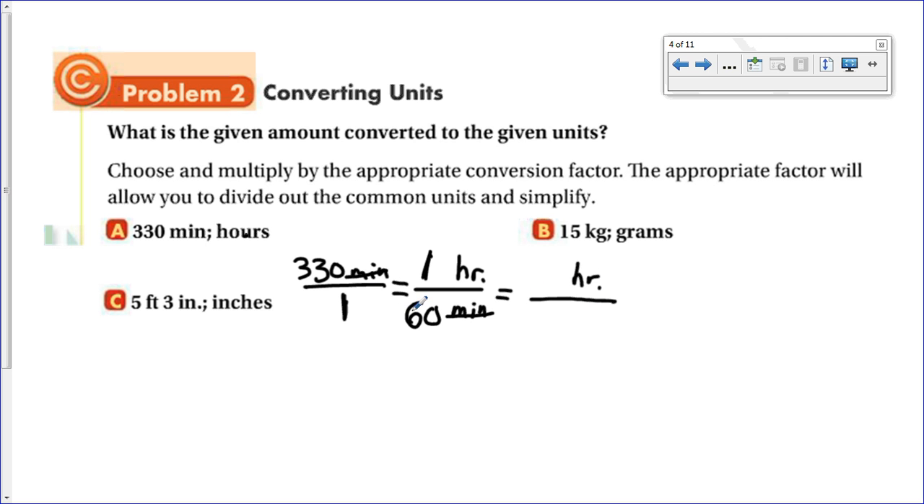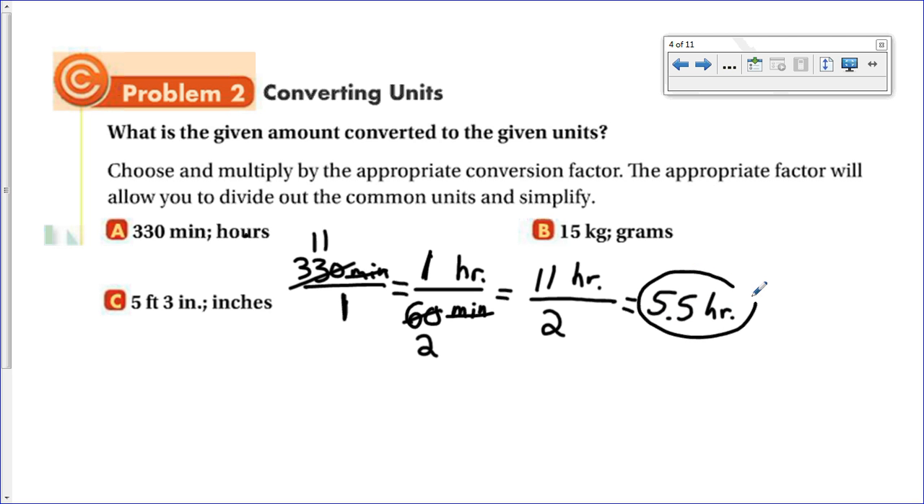And if you would like, you can look for things that go into both. I know that 30 goes into both of these. 30 goes into 60 twice, 30 goes into 330 11 times. And now I just multiply across. 11 times 1 is 11. 1 times 2 is 2. So 11 over 2 comes out to be 5.5 hours. 5.5 hours is what 330 minutes converted to.